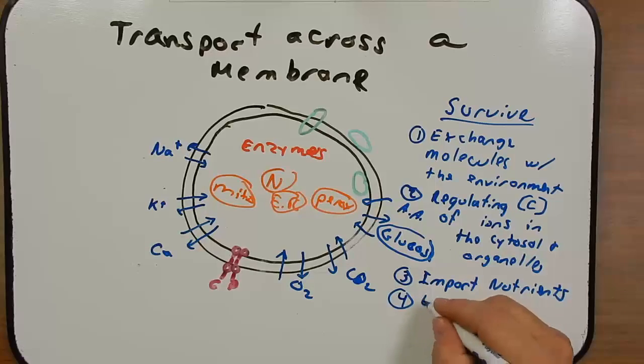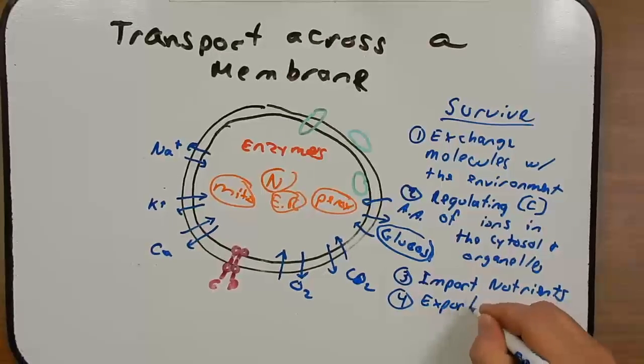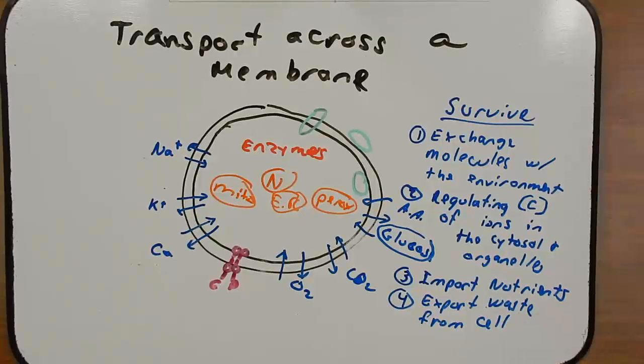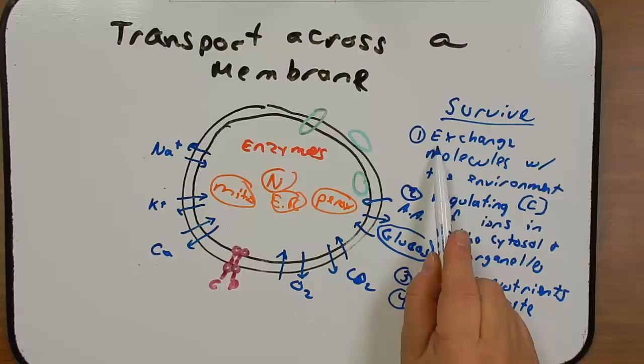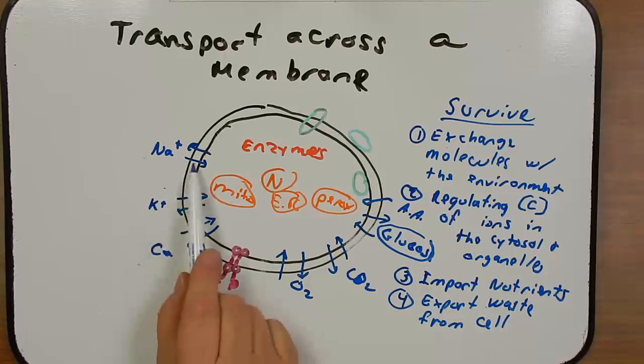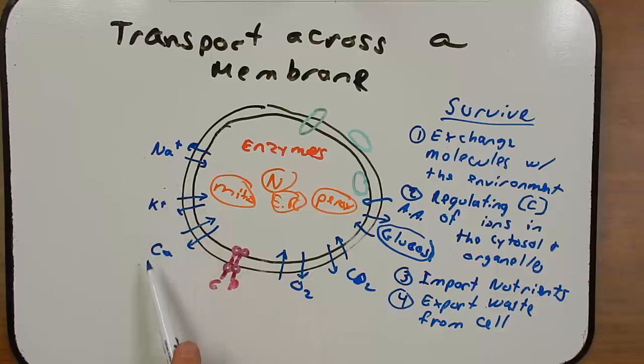Likewise, we have to export waste from the cell. These various enzymatic reactions generate some sort of waste product, and those waste products have to be removed from the cell in order for the cell to survive. So over here I mentioned at the very beginning that we have to have a mechanism to exchange ions across the membrane. Sodium, potassium, calcium, oxygen, carbon dioxide, and other ions.